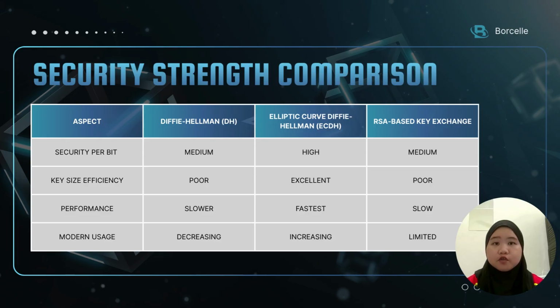In terms of overall security strength, ECDH provides the highest security per bit. DH and RSA require much larger keys for similar security. ECDH also offers the best performance. Therefore, ECDH is considered the most secure and efficient option among the three.